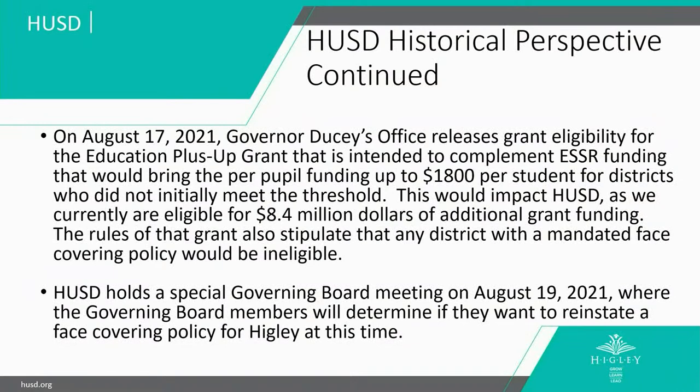Good evening, President Reese and members of the board. As Dr. Foley mentioned, this news came out after we elected to have this meeting today. So in collaboration with our district policy advisors and legal counsel, we have reviewed the governor's recent announcement regarding the Education Plus Up grant program. The Education Plus Up grant offers non-competitive grants to school districts and charters who receive less than $1,800 per pupil funding under the federal COVID grants, ESSER-1, ESSER-2, and ESSER-3. Higley is eligible for this grant in an estimated amount of $8.4 million.